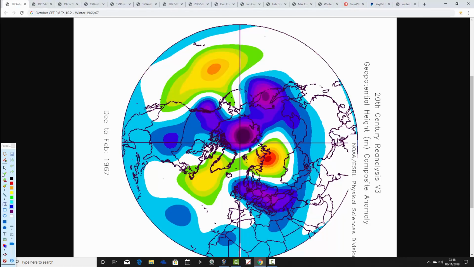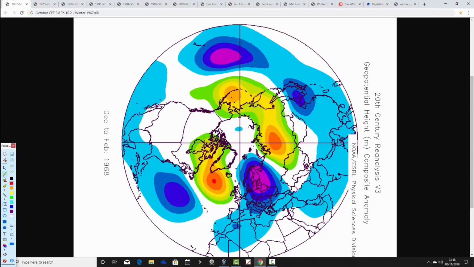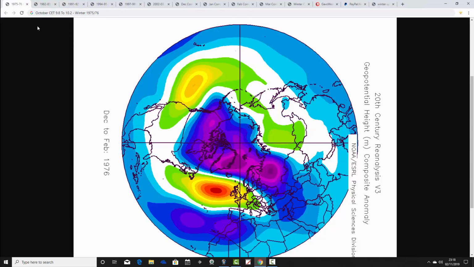This is 1966, 1967, with the above average heights out to the northwest and the below average heights to the east. Generally, the winters in the 1960s were cold, but this is a rather less cold one, actually, in 66, 67. 67, 68 is quite a coldish winter next. Again, we're following a CT range of 9.8 to 10.2. This one with above average heights out to our west, below average heights to our east, bringing in northerly winds, especially so in January and February of 1968, regular cold snaps.